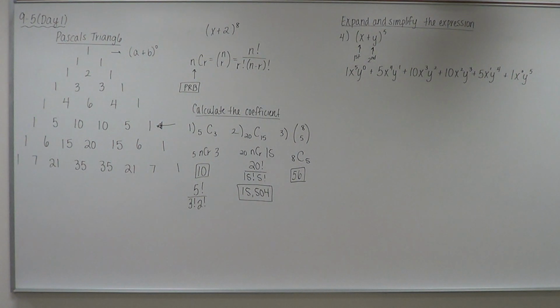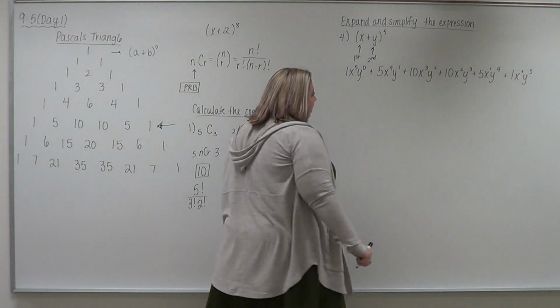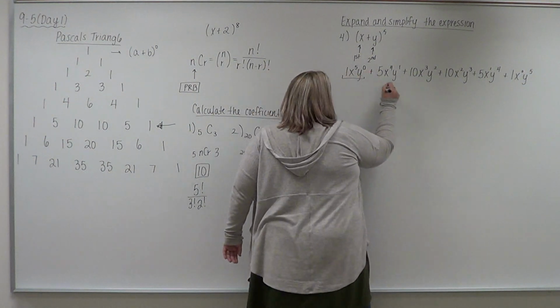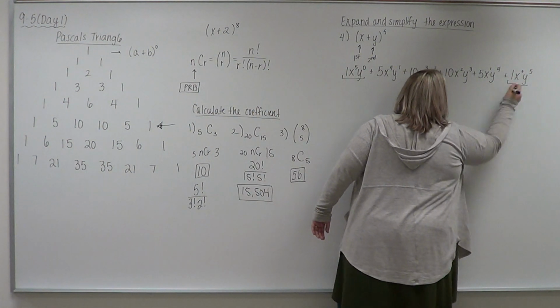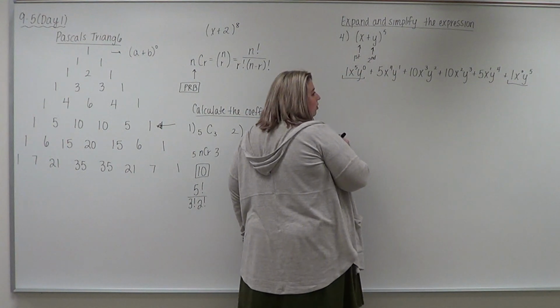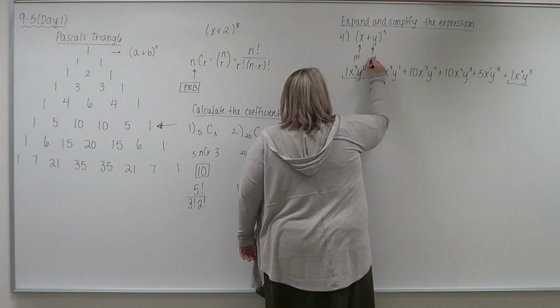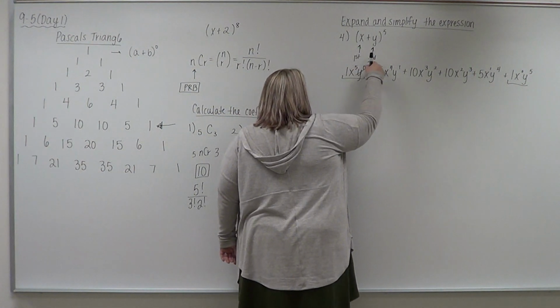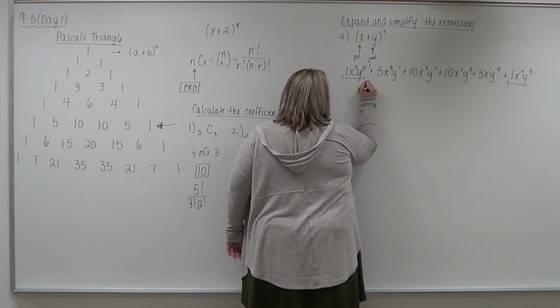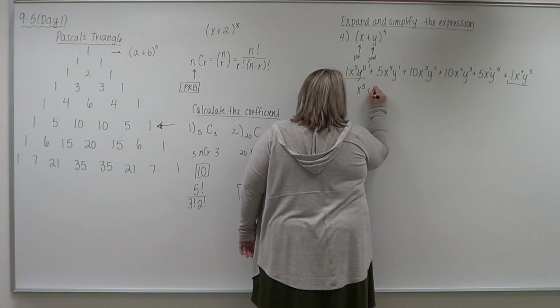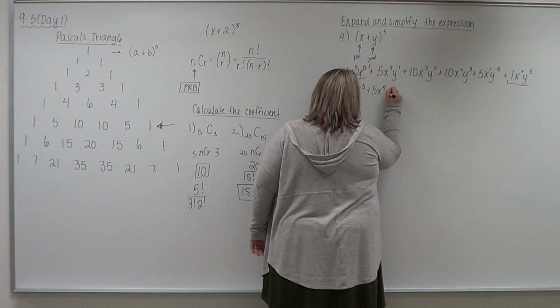Since you don't have any like terms, all you can do then is simplify each individual term as it is. If I'm looking at this, the only things I can see to simplify would be my first term and my last term. The reason why is they have things to the 0 power. Anything to the 0 power is 1. So this is going to become 1. 1 times x to the 5th times 1 would be x to the 5th. Can't simplify the next one, so it stays 5x to the 4th y.